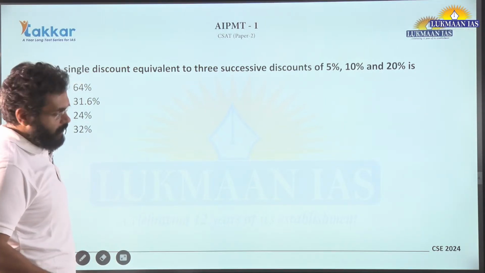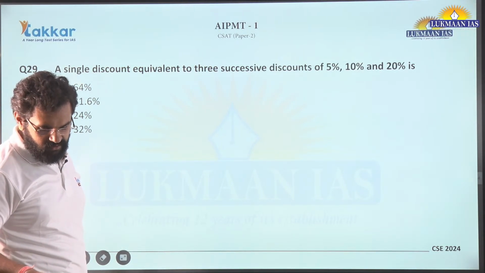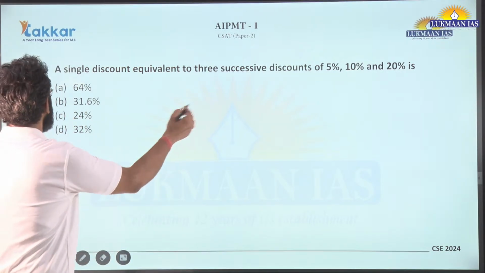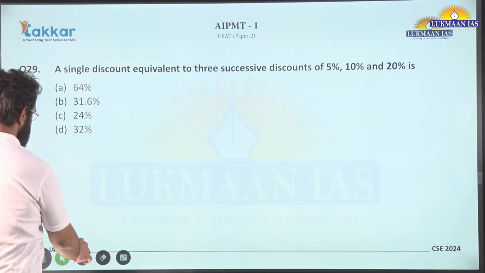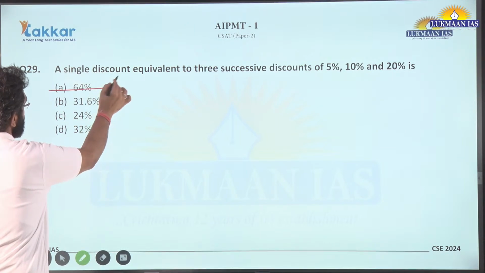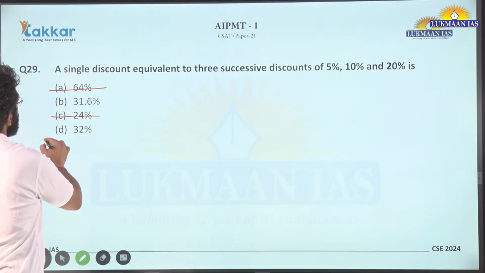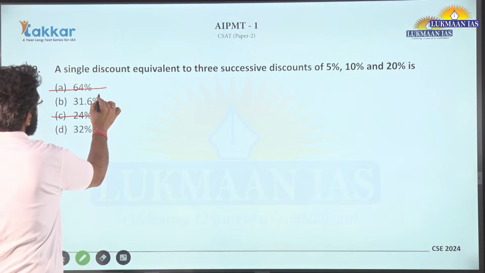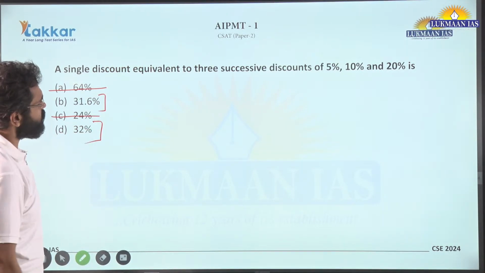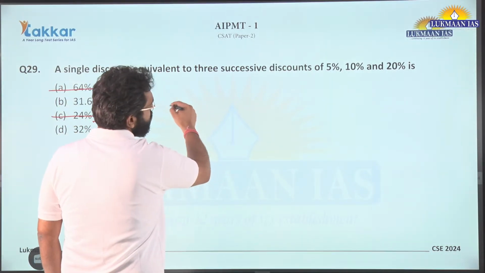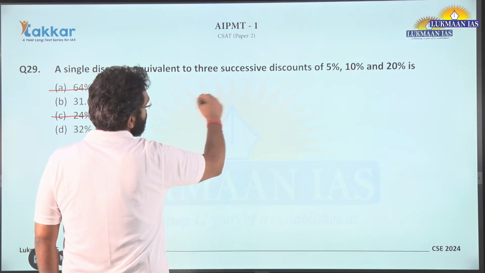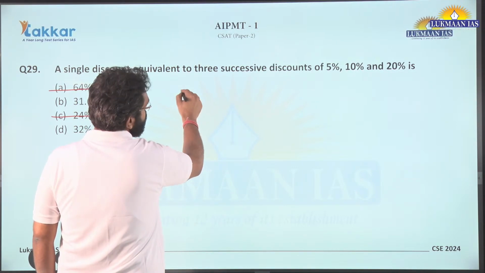Next question: a single discount equivalent to 3 successive discounts of 5, 10 and 20% is. Okay, 5, 10, 20, 64 will be eliminated. This can't be the possibility and 24 cannot be the possibility. So the only two options remaining with us are B, 31.6% and D, 32%. So we all know how to find a cumulative discount for 3 or more than 2 consecutive discounts given.